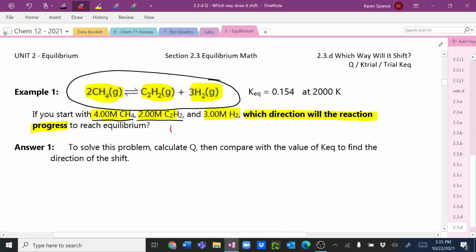So all these concentrations here, these are not equilibrium concentrations. They are initial concentrations.